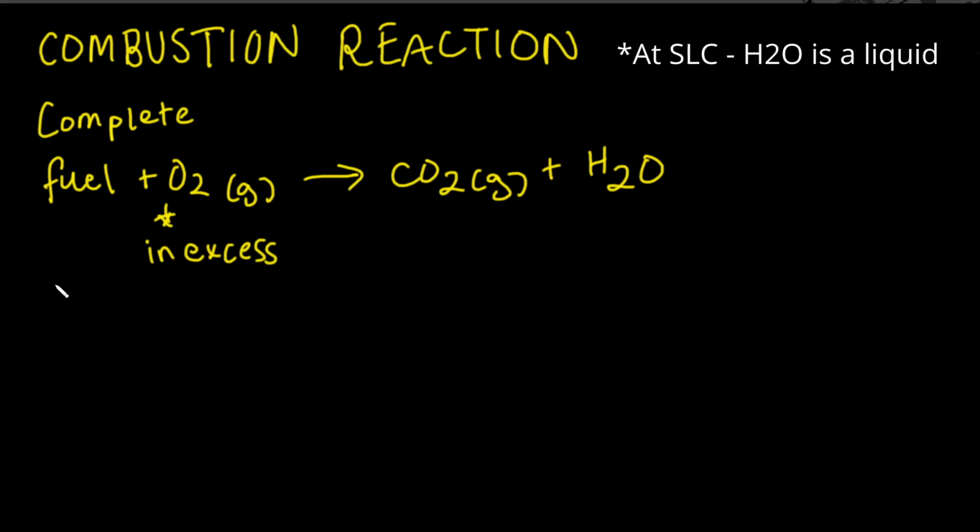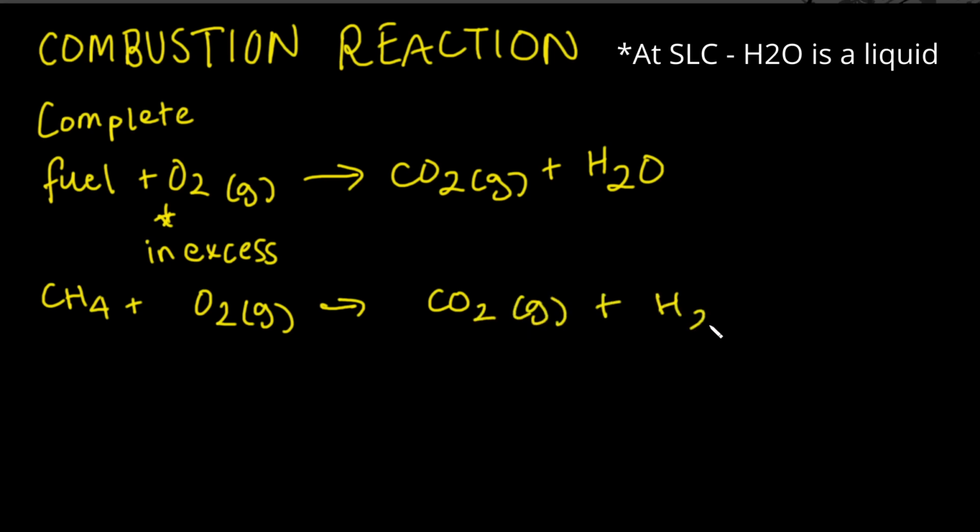So an example of something like that would be CH4 plus O2 gives you CO2 plus H2O. Then you would obviously balance it, so you have 4 hydrogen on this side, 2 here to get 4 on this side, 2 here to balance the oxygen. And so that would be your combustion reaction for methane gas.